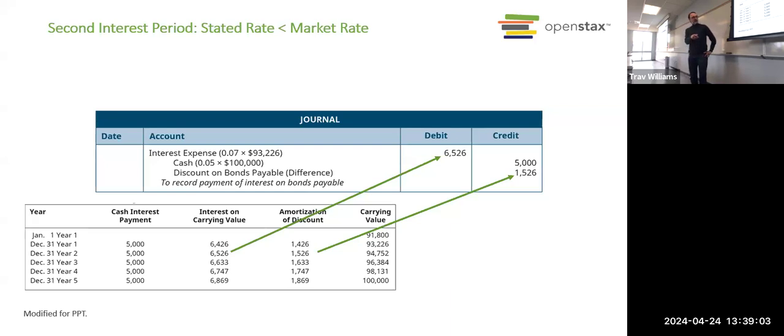So we see the interest on the carrying value keeps going up every year. The amortization of the discount goes up every year, and the carrying value goes up every year. So if you're amortizing the discount on a bond, expect all 3 of those columns to increase every year. If they're not, you did something wrong.